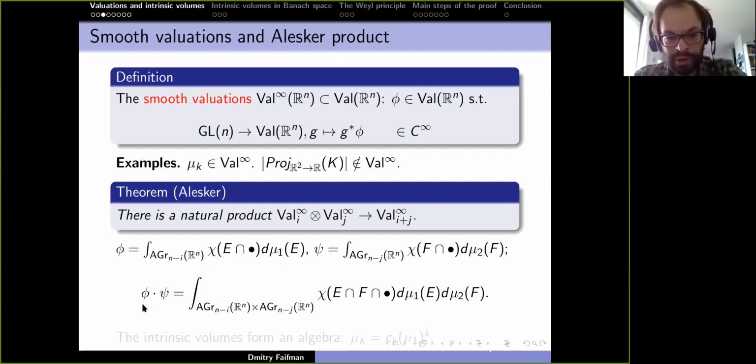Then the product is defined by distributivity as you would expect. And when you need to take a product of this inner thing, which is the Euler characteristic of the intersection with the given affine plane, you just intersect the two planes.